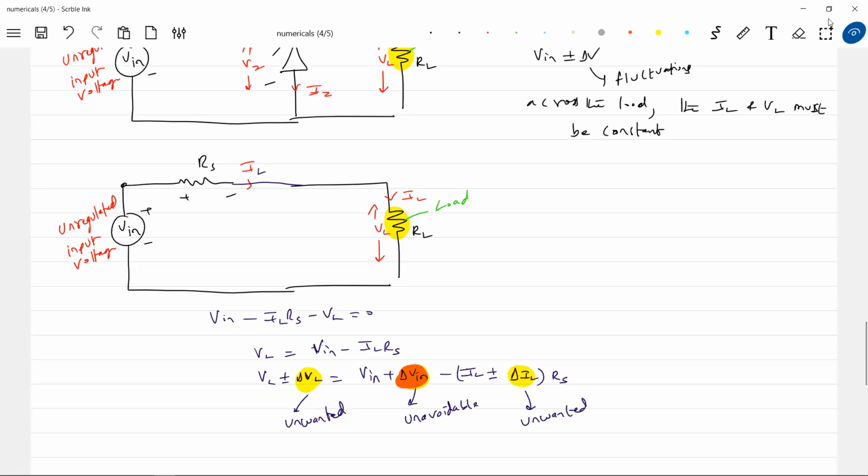Can we control this? Can we make delta V in zero? Not possible. So this is the problem we face without the Zener diode, without a voltage regulator circuit. This is what happens for the circuit without a voltage regulator. So what has to be done now? I'll bring a voltage regulator. So what should be the features of that voltage regulator?